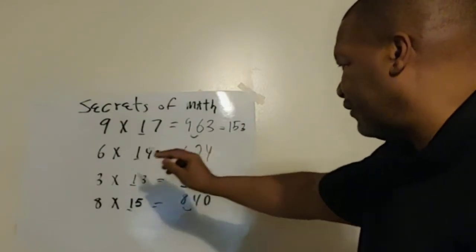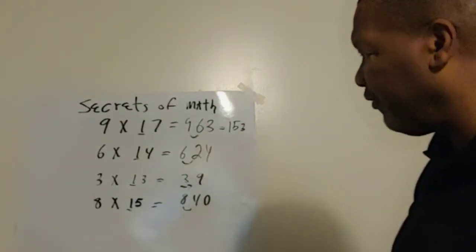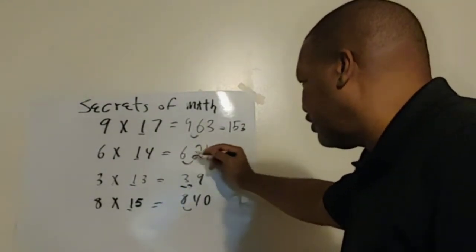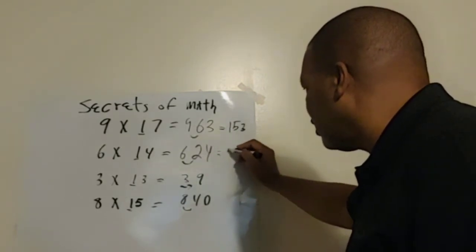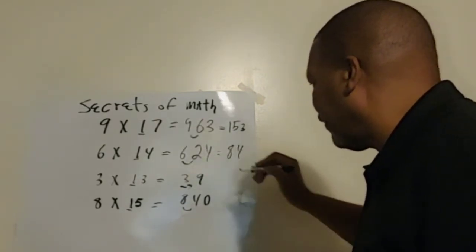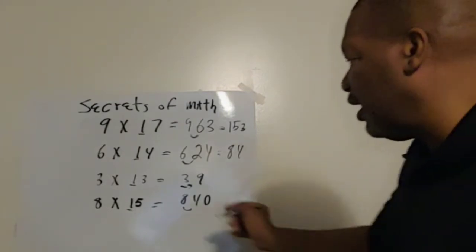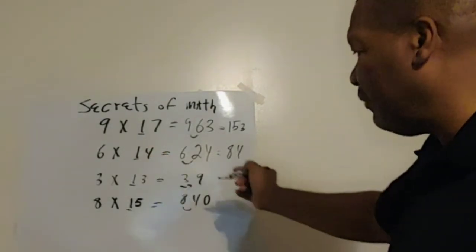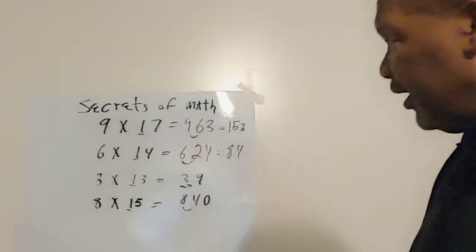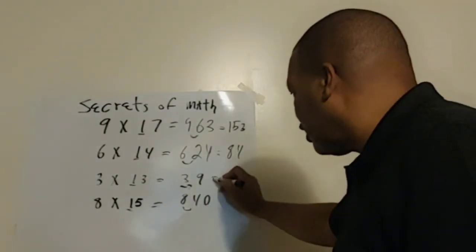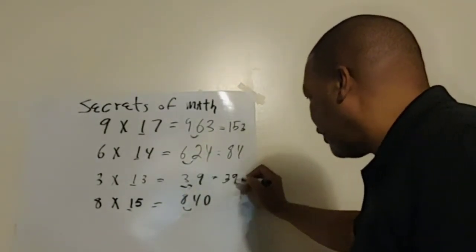Okay. Same thing here. You know that 6 times 4 is 24. Put the 6 in front. So you know that 6 and 2 is 8. So it's 8. And then you put the 4 down. Okay. You know that 3 times 3 is 9. You put the 3 in front of it, and you don't got to do anything because it's already done. Answer is 3, 9, 39.